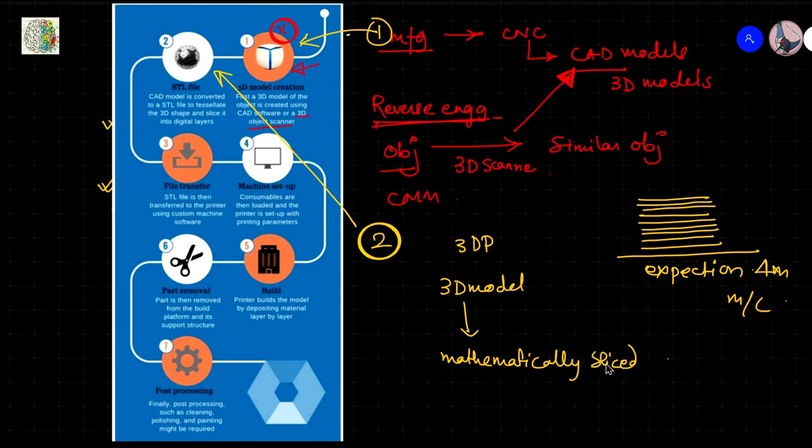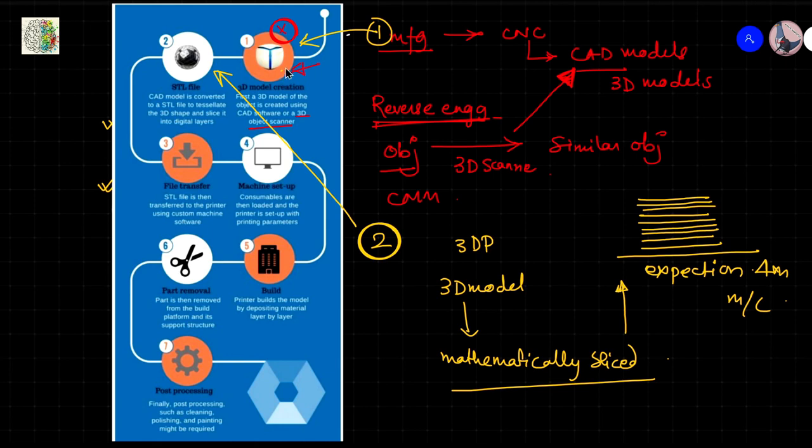And this, after mathematically slicing, has to be given to software which can understand that it has been mathematically sliced, and then that software will ask the 3D machine to create in layers. Okay, so this is what is written over here.